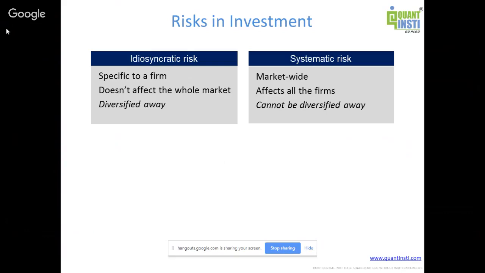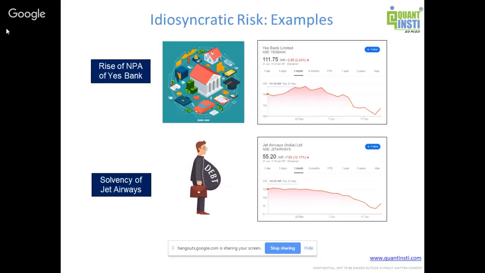And this risk can be easily diversified away. So an example of idiosyncratic risk is if you invest in Yes Bank. If any of you are aware, Yes Bank had a lot of credit crisis. In the sense, Yes Bank has given loans to corporates, and those corporates are not paying Yes Bank back. For example, they have given loans to Jet Airways, Diwan Housing Finance, Reliance Capital, and all the shady companies, and they are not getting the money back.